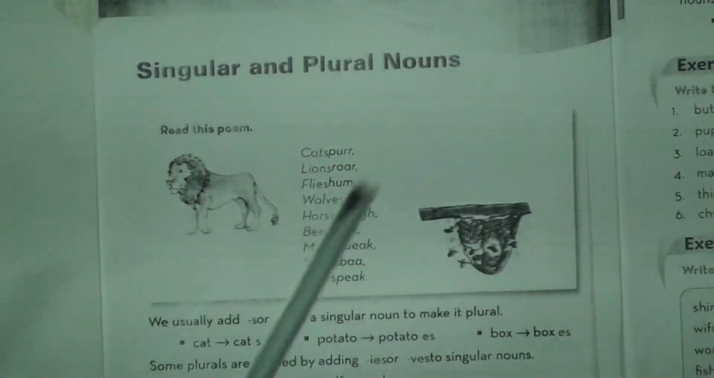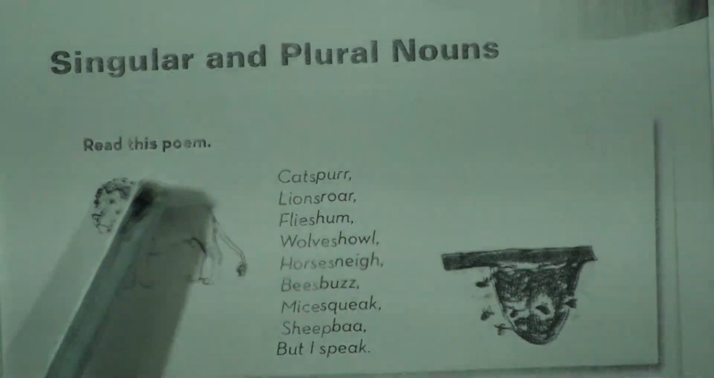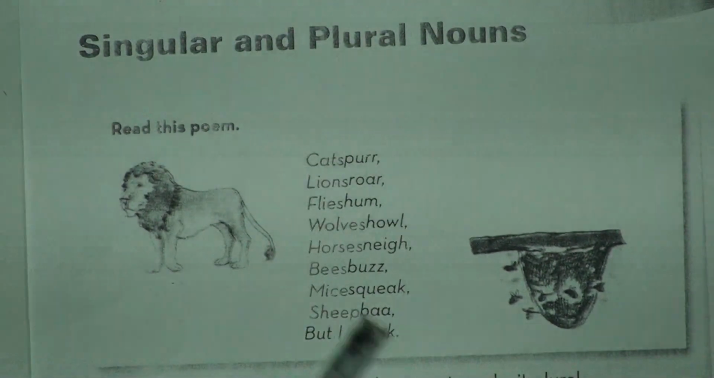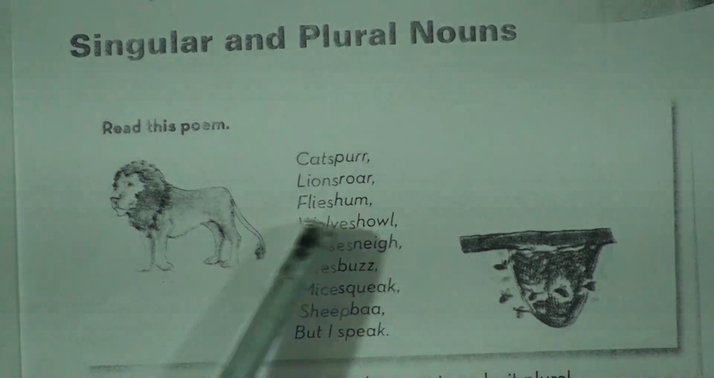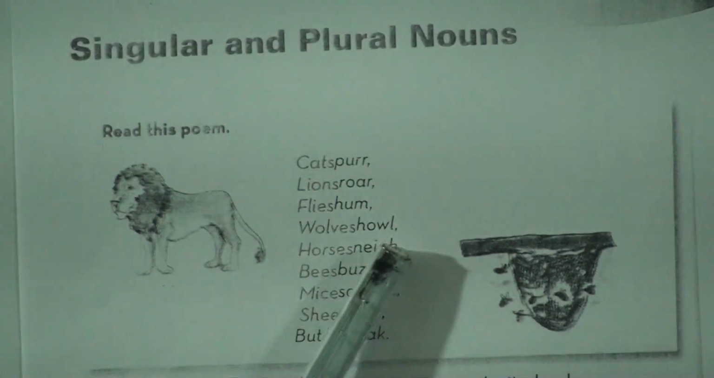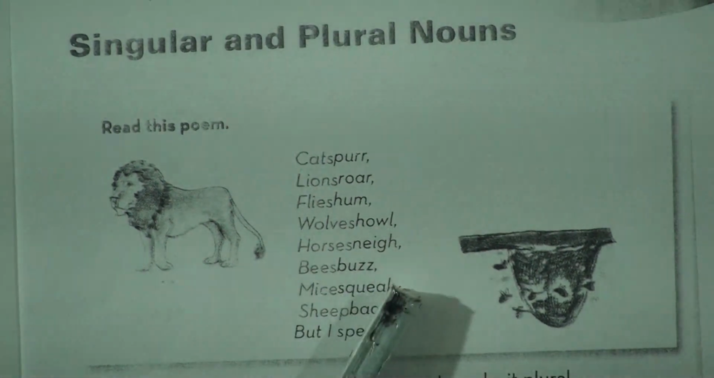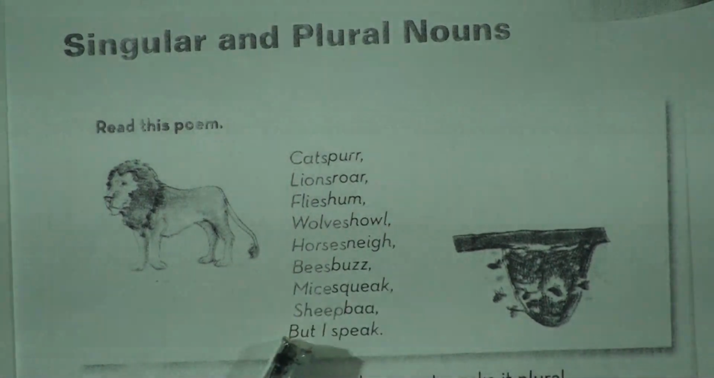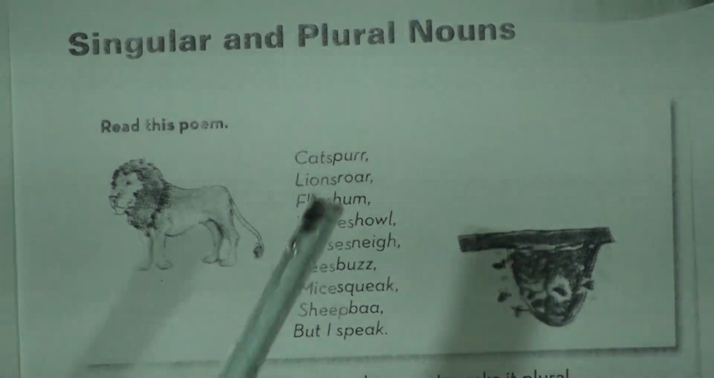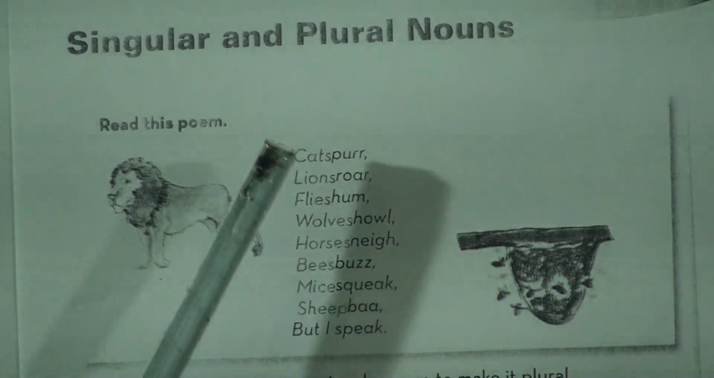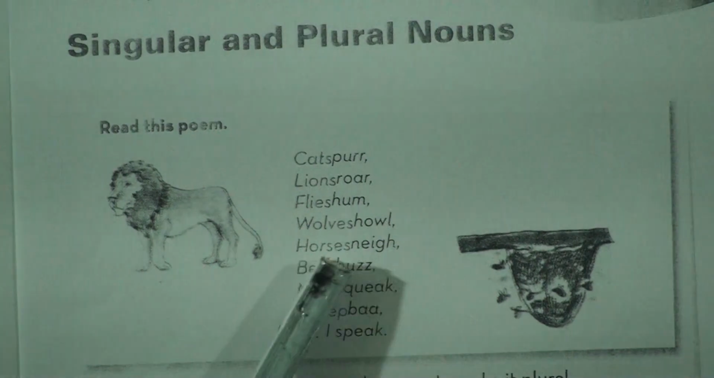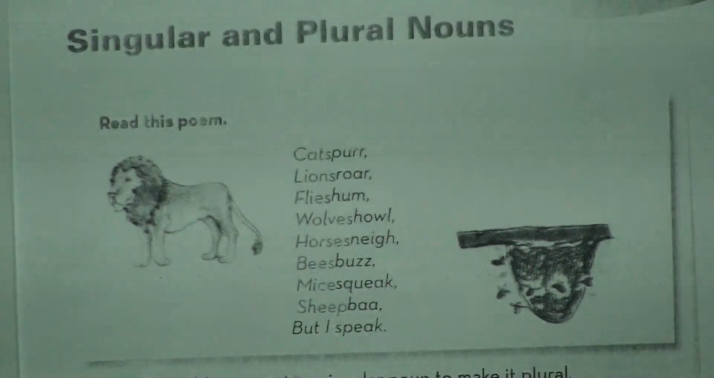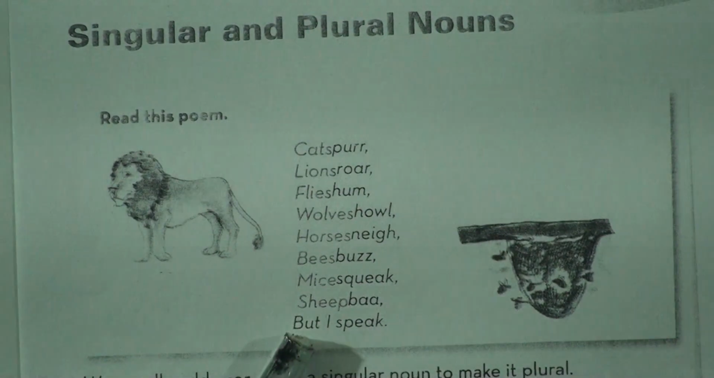At first we will know about some rules. Now look, singular and plural nouns. There is a poem for you, and there is a picture in your book. Now look, cats purr, lions roar, flies hum, wolves howl, horses neigh, bees buzz, mice squeak, sheep bay, but I speak. Now look at these words: cats, lions, flies, wolves, horses, bees, mice, sheep. Those are the plural forms of the nouns.